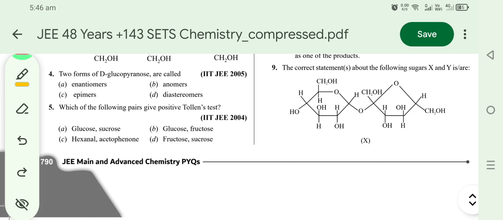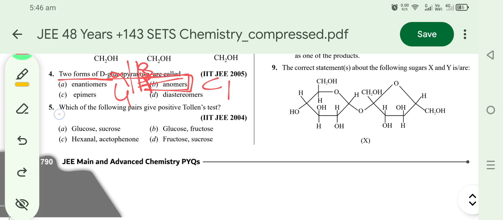The two forms of D-glucopyranose, called alpha-D-glucose and beta-D-glucose, are pyranose structures. They differ in the C1 carbon, hence they are named anomers. Anomers are compounds that differ in configuration at the C1 carbon.